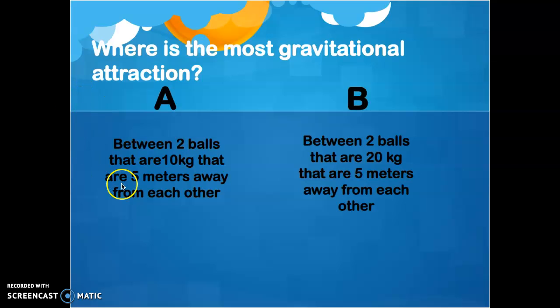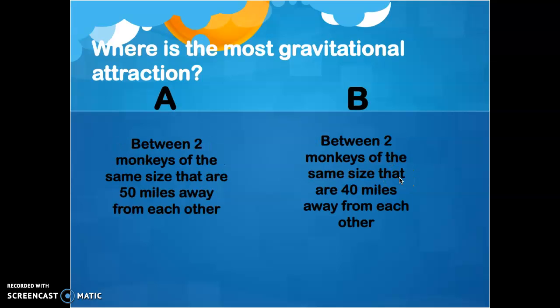Okay, so now the distance is the same. We see 5 meters and 5 meters. So the distance is the same. The mass is what is different in these cases. So the 10 kilogram balls and the 20 kilogram balls, the larger or more massive objects will have more gravitational pull. So B is the correct answer in this case. Go ahead and pause.